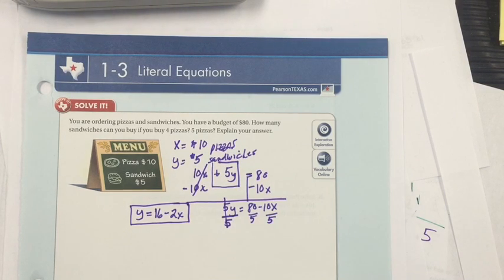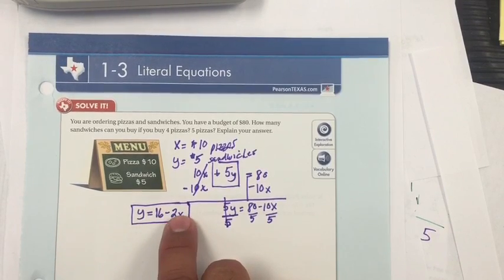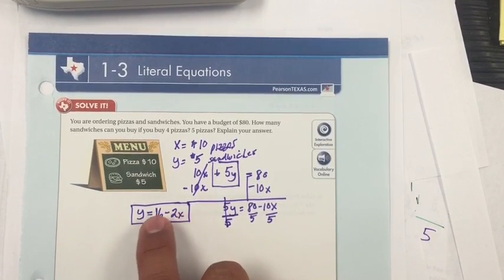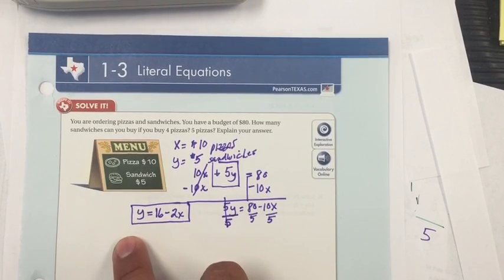That's how we did it initially. But now we have a formula, and we're going to use the formula. If I plug in a 5 for x, meaning I'm going to buy 5 pizzas, what's 2 times 5? 10. What's 16 minus 10? 6. Which means if I buy 5 pizzas, I can buy 6 sandwiches.